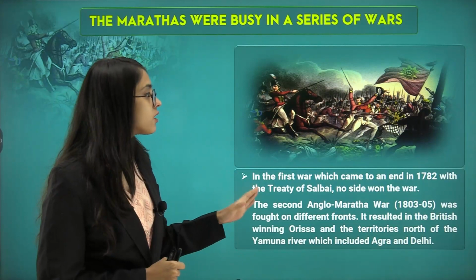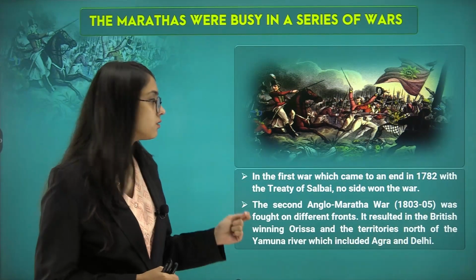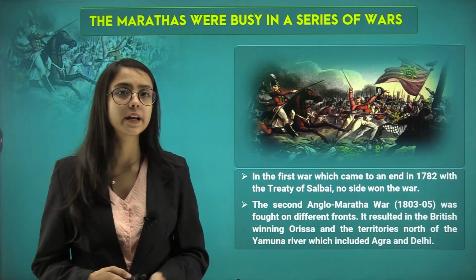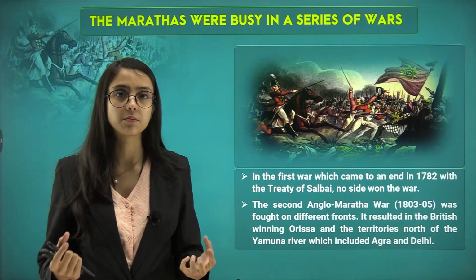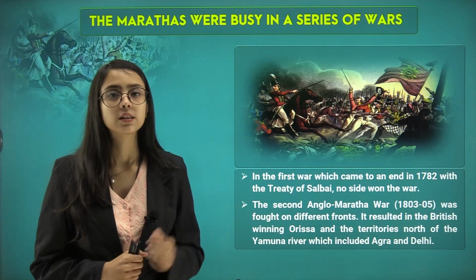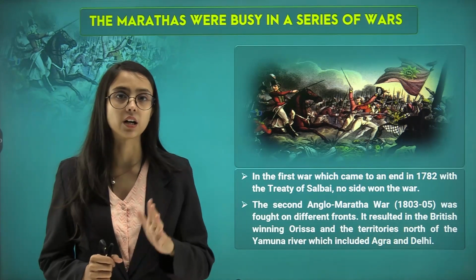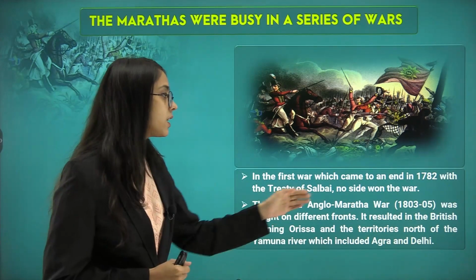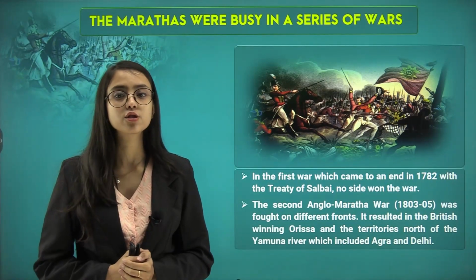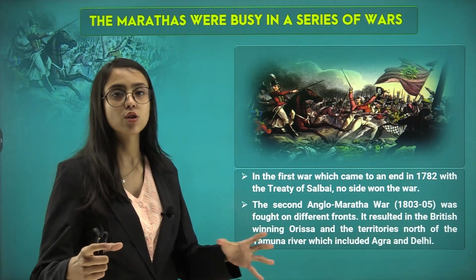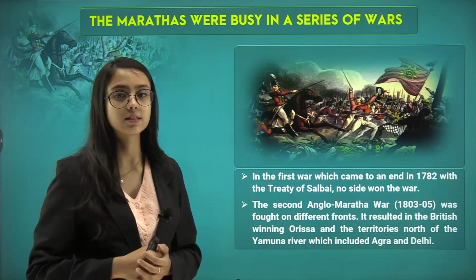The first war came to an end in 1782 with the Treaty of Salbai, and no side won the war. Neither the British nor the Maratha power won. The second Anglo-Maratha war was fought between 1803 and 1805, and this was fought on different fronts. It was not just one place where the battle was fought, it was in different areas and regions.